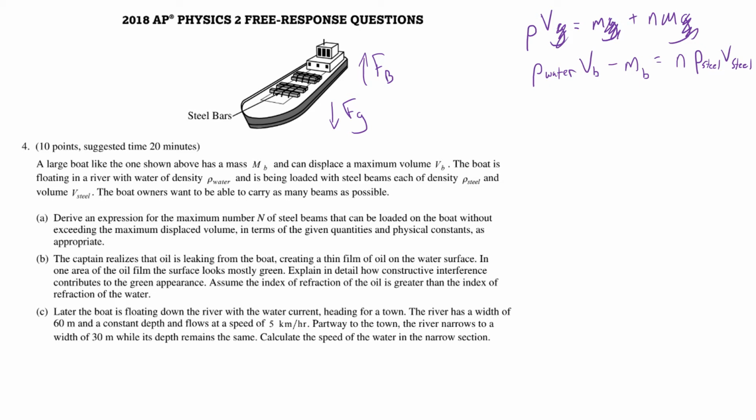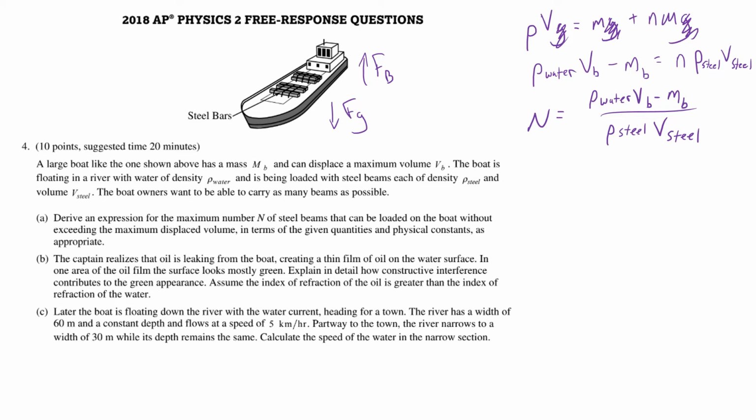So to solve for n, we just got to divide. So n is going to equal rho water V boat minus M boat, divided by rho steel times volume steel. All right, and that's it. So that's how many steel beams you can load on there.